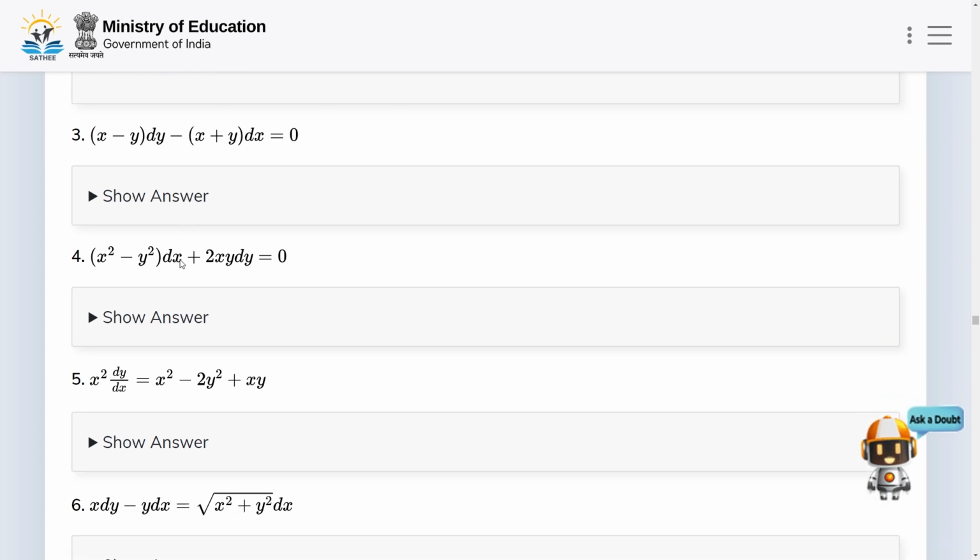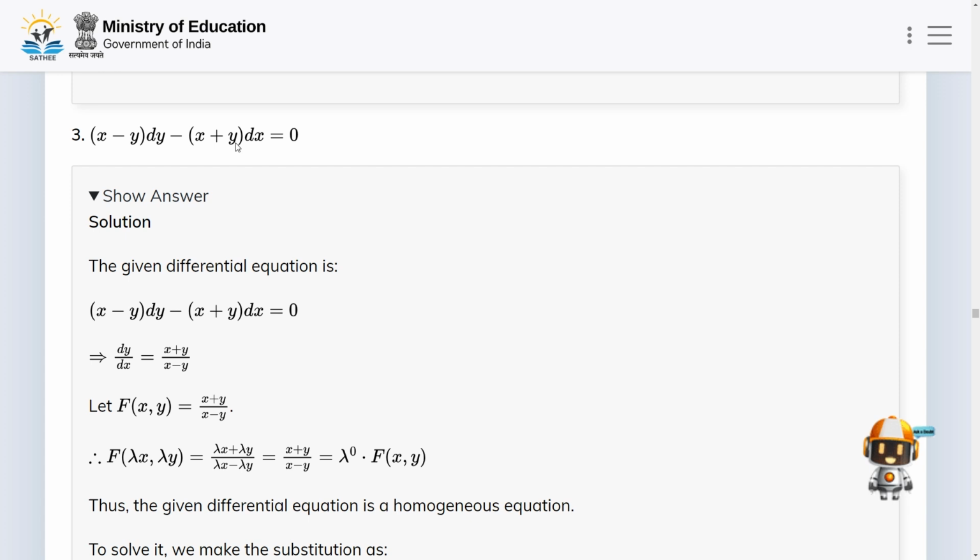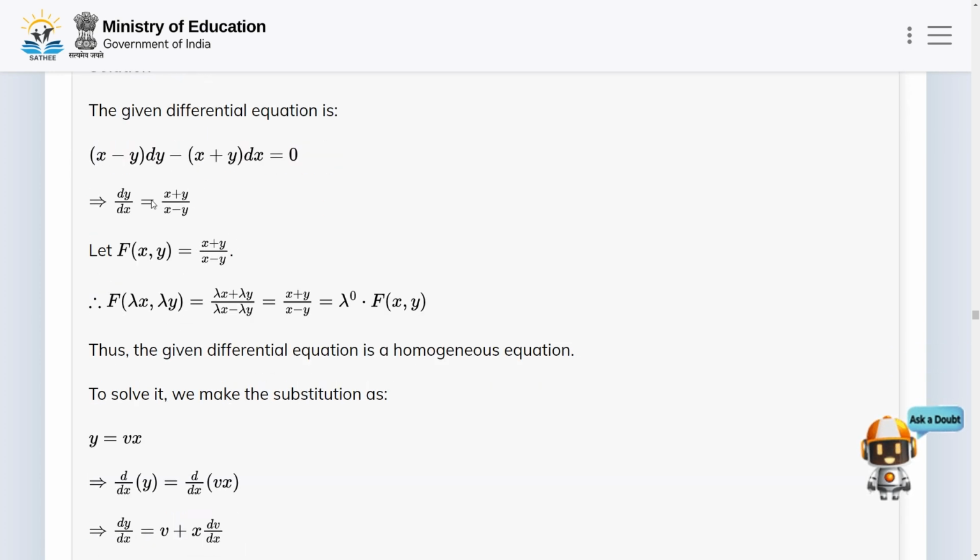Now third problem. The third problem says x minus y dy minus x plus y dx is equal to 0. First of all, try to make dy by dx equal to some expression. So dy by dx will be x plus y divided by x minus y. Now substitute lambda x, lambda y in place of x and y respectively. You will have lambda power 0 times f of x comma y. This means homogeneous function.